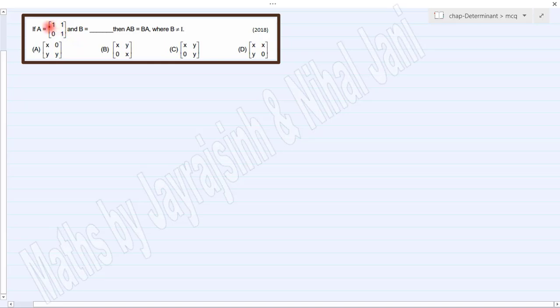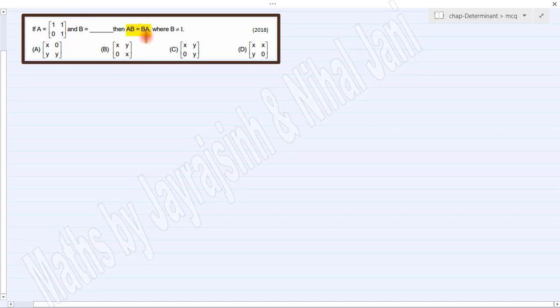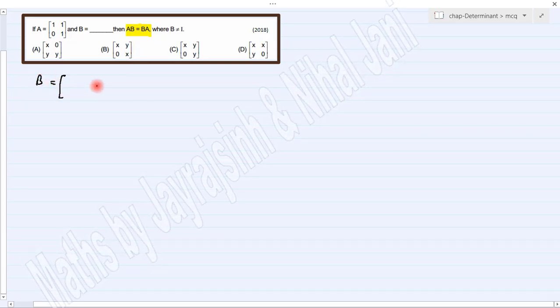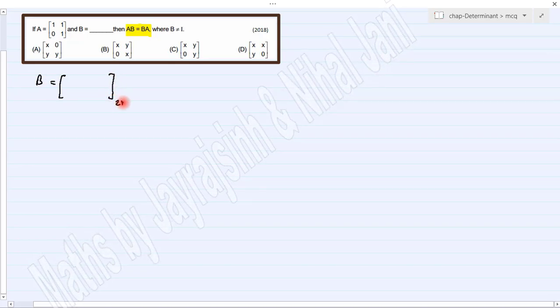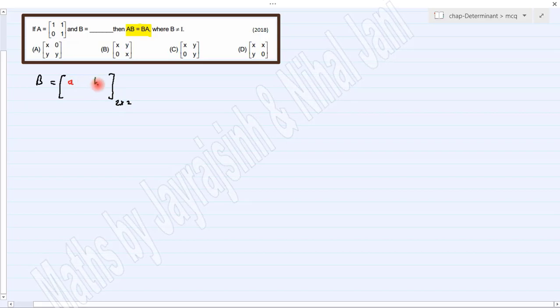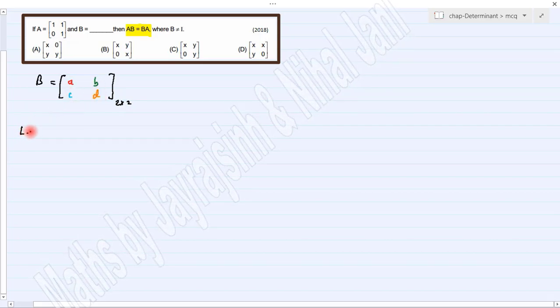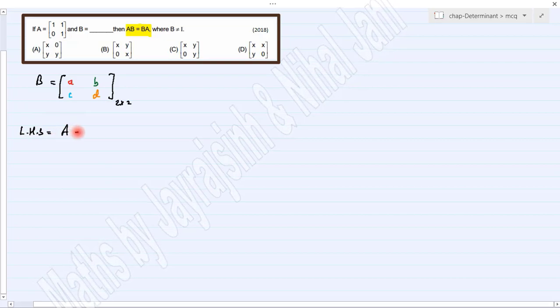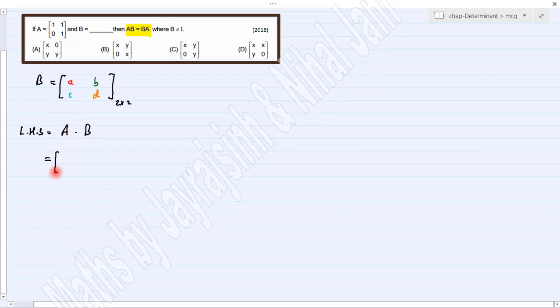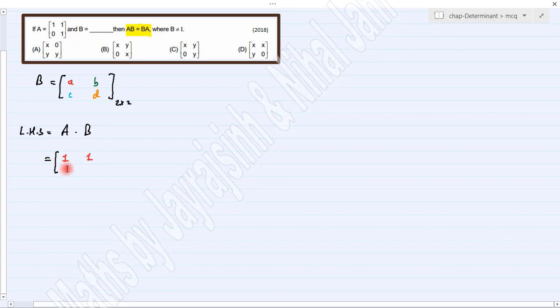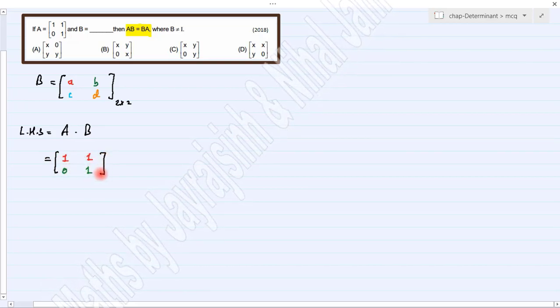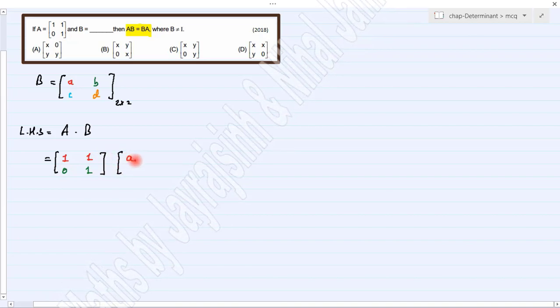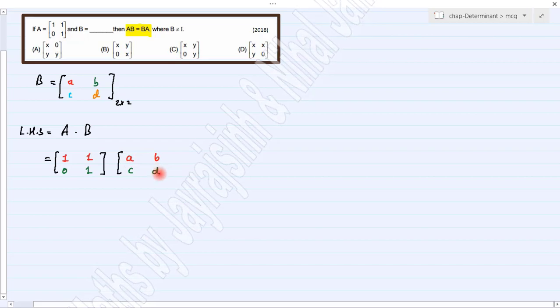In this question, we have matrix A, 1 1 0 1, and we have to find matrix B which satisfies this equation: AB is equal to BA. So let's assume matrix B, which should be of order 2 cross 2, is a, b, c, d. Let's try to get your left hand side, which is A into B. Your matrix A is given as 1 1 and 0 1, and your matrix B, which we assumed as a, b, c, d.